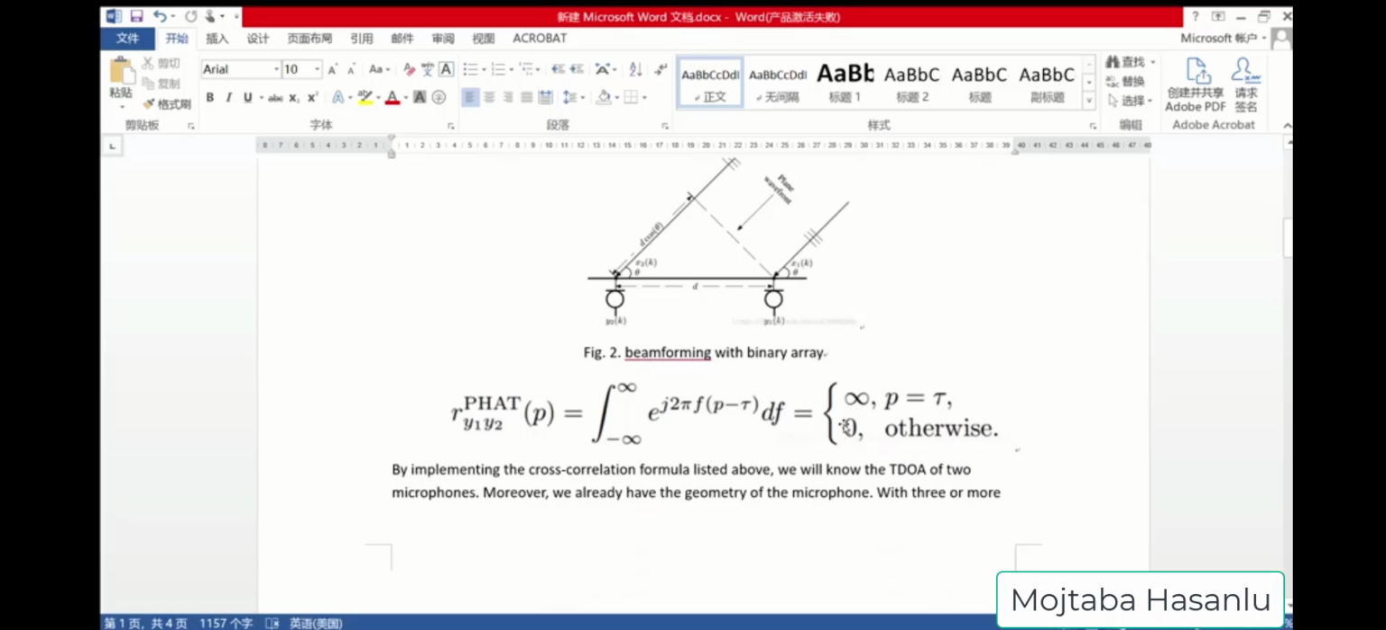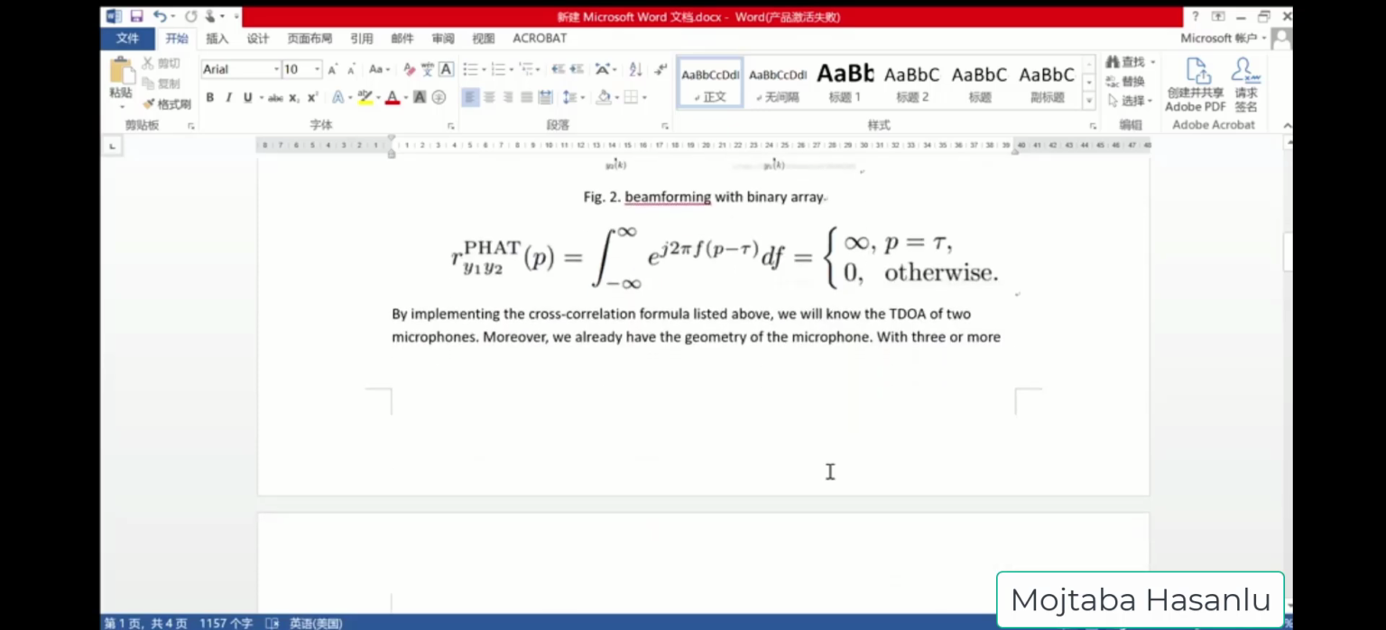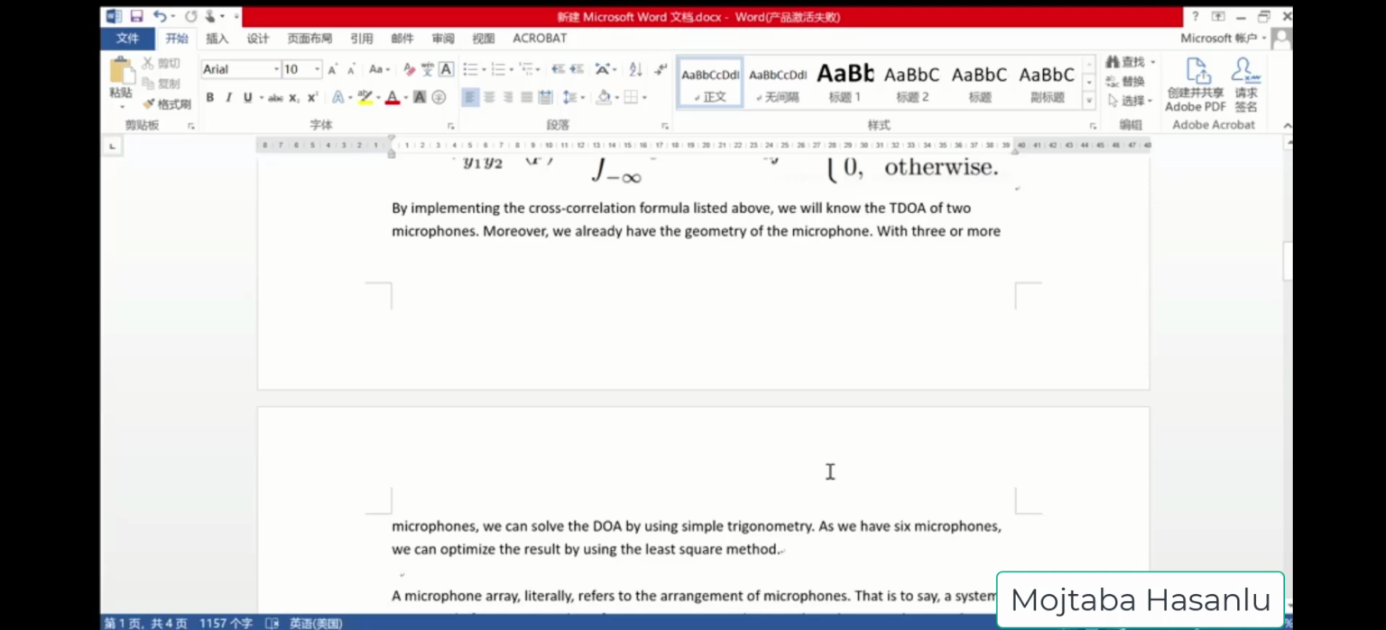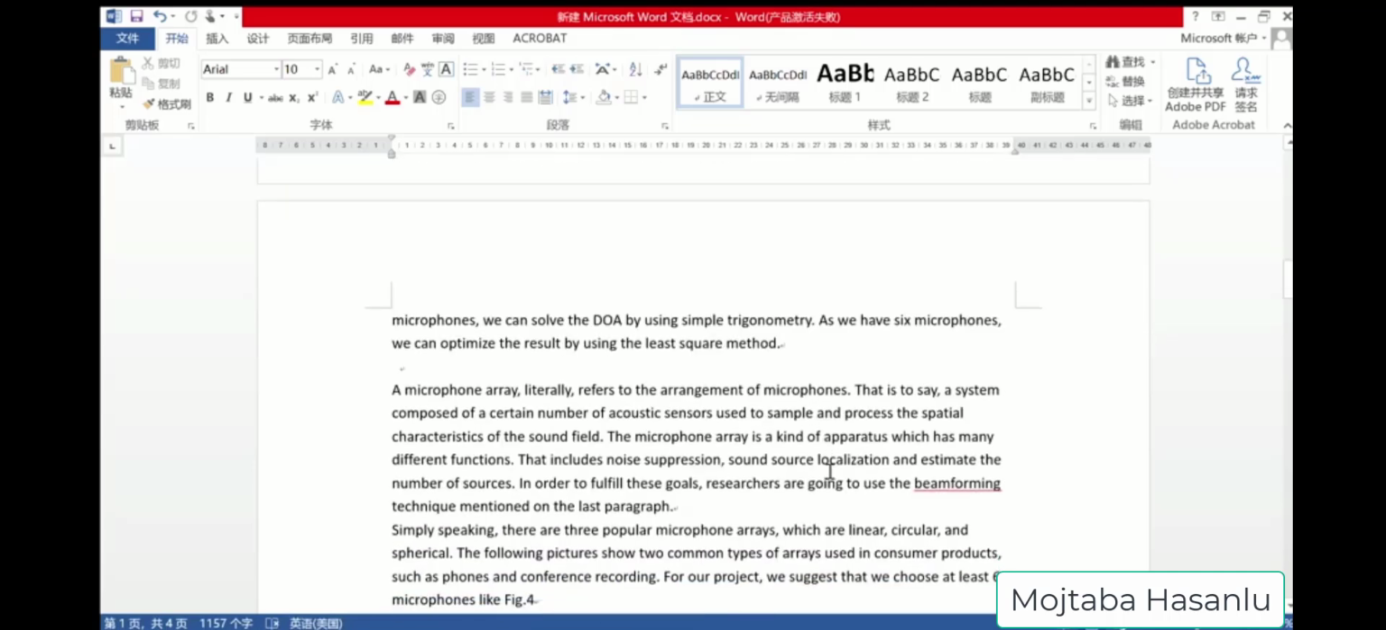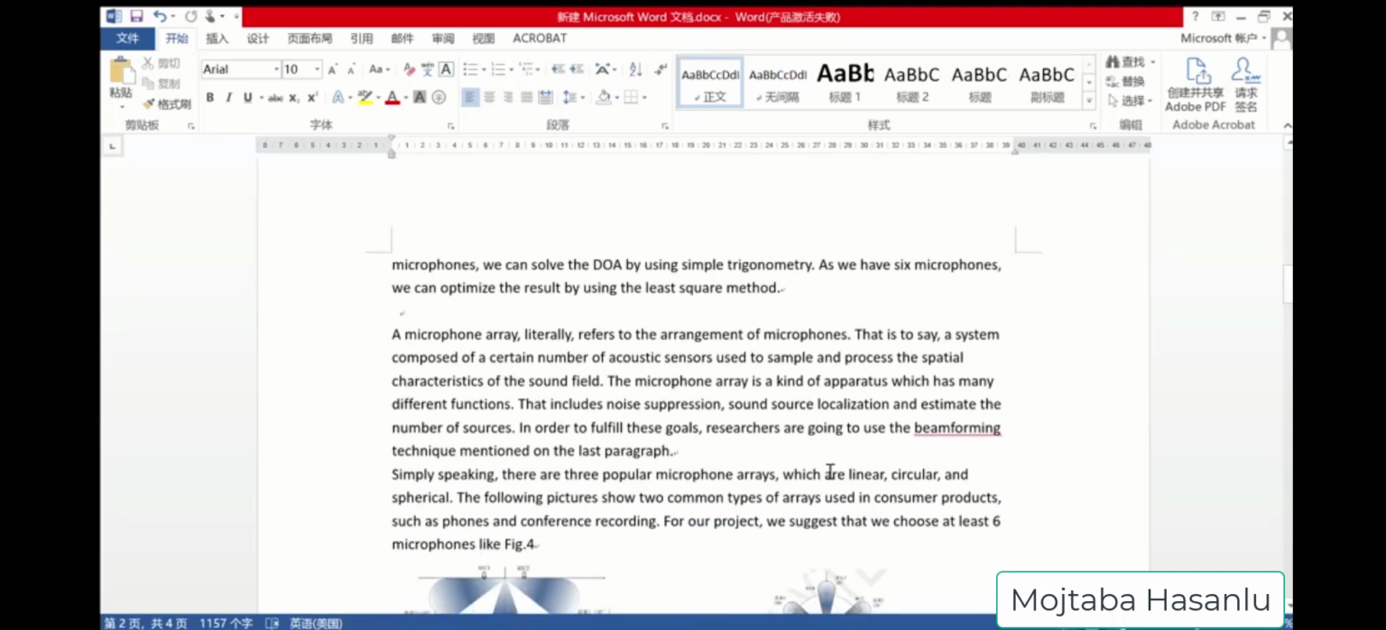And secondly, we know the geometry of the microphone. In our project, it's a circular microphone array. With 3 or more microphones, we can solve the DOA by using trigonometry to solve several formulas. And we have 6 microphones, so we can optimize the result by using the least square method.